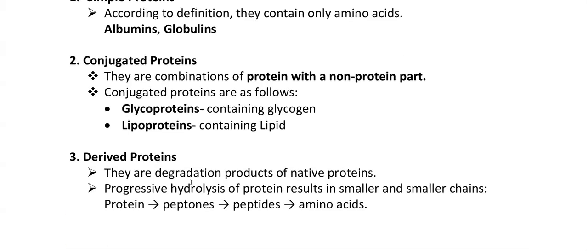Derived proteins. They are degradation products of native proteins. Progressive hydrolysis of protein results in smaller and smaller chains, like protein into peptone, into peptides, and finally amino acids. Larger protein to peptone to peptide to smaller amino acids.